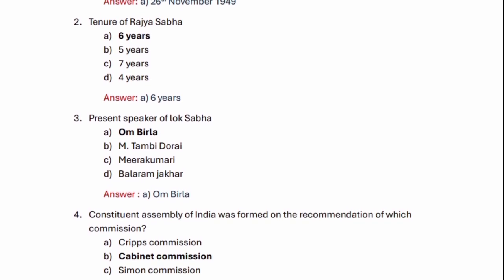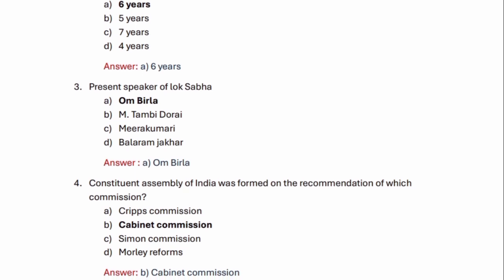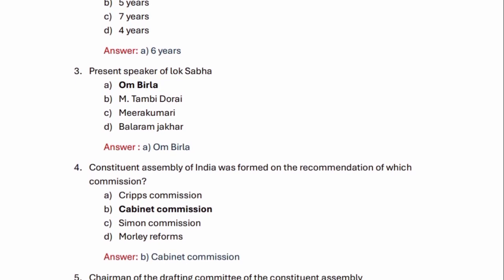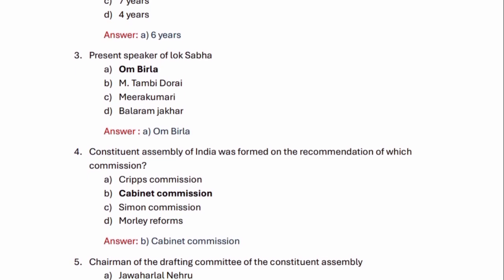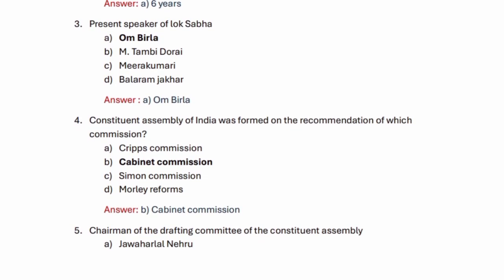A. Om Birla. B. M. Thambi Durai. C. Meira Kumar. D. Balram Jakhar. Answer. Om Birla. 4. Constituent Assembly of India was formed on the recommendation of which commission? A. Cripps Commission. B. Cabinet Commission. C. Simon Commission. D. Morley Reforms. Answer. B. Cabinet Commission.